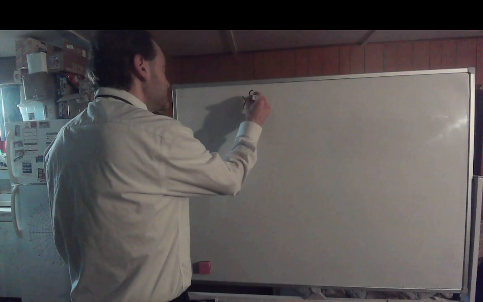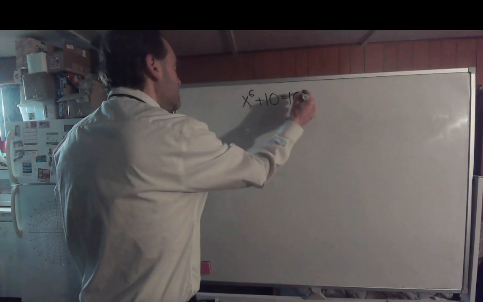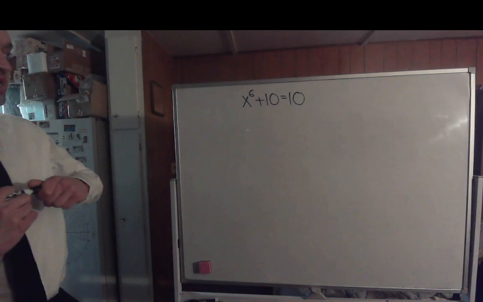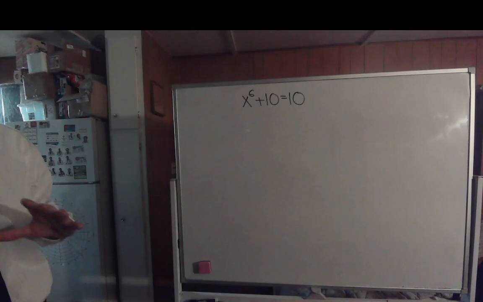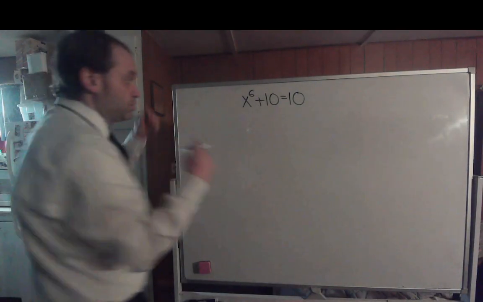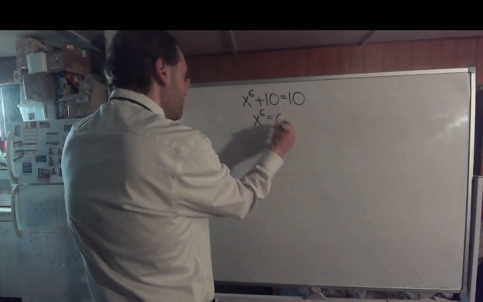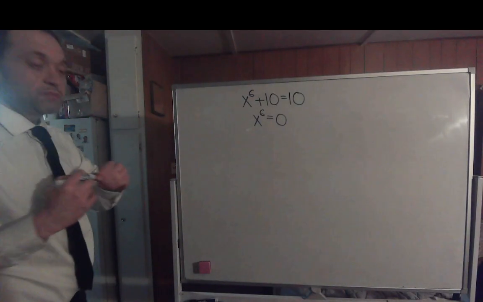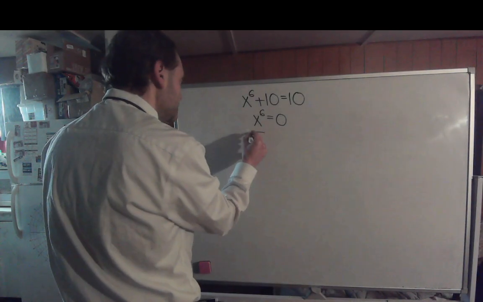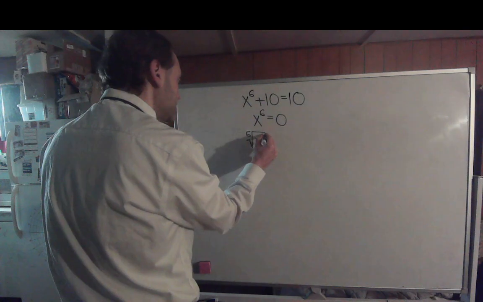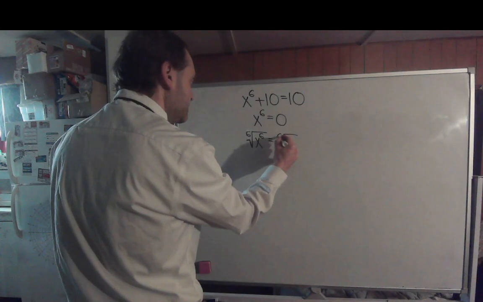x to the 6th plus 10 equals 10. So we've been given x to the 6th plus 10 equals 10. Well, we want to get that x to the 6th by itself, right? So subtract 10 from both sides, you'll get x to the 6th equals 0. And of course, we want to get x by itself, so you got to take the 6th root, right? So take the 6th root of x to the 6th. That would, of course, equal the 6th root of 0.